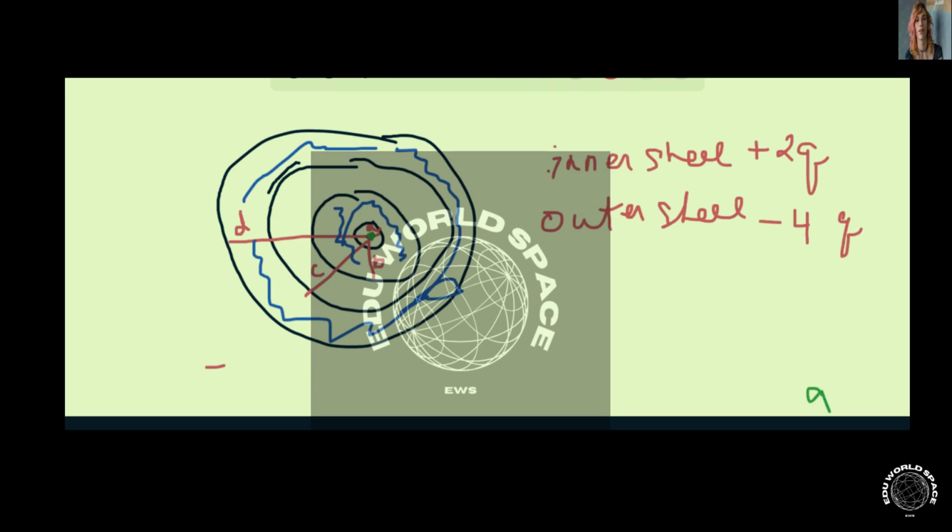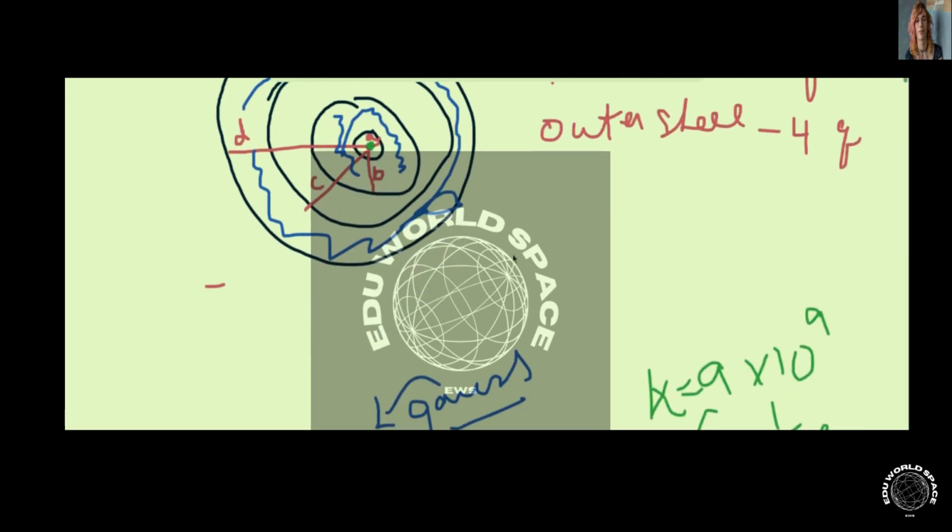So in this example, we have an inner shell of positive 2q charge and an outer shell of minus 4q charge, and we're going to find the electric field everywhere.